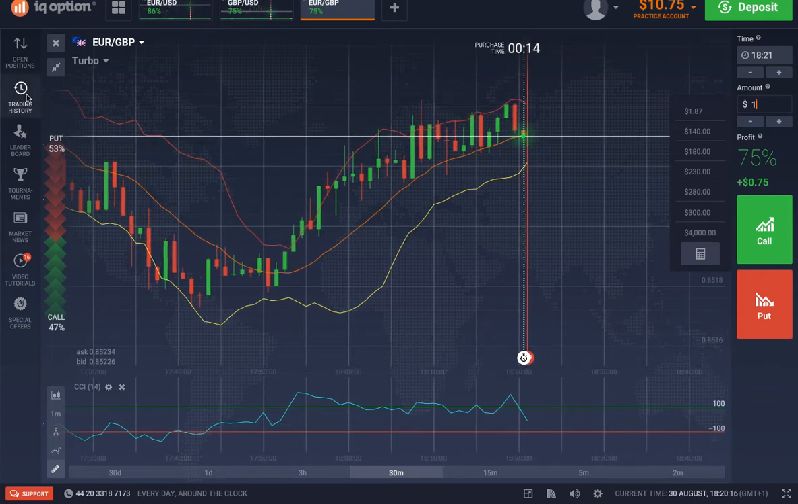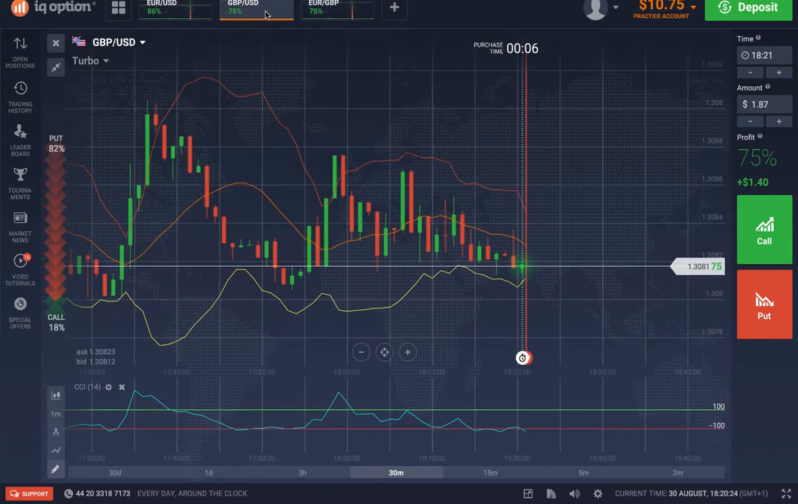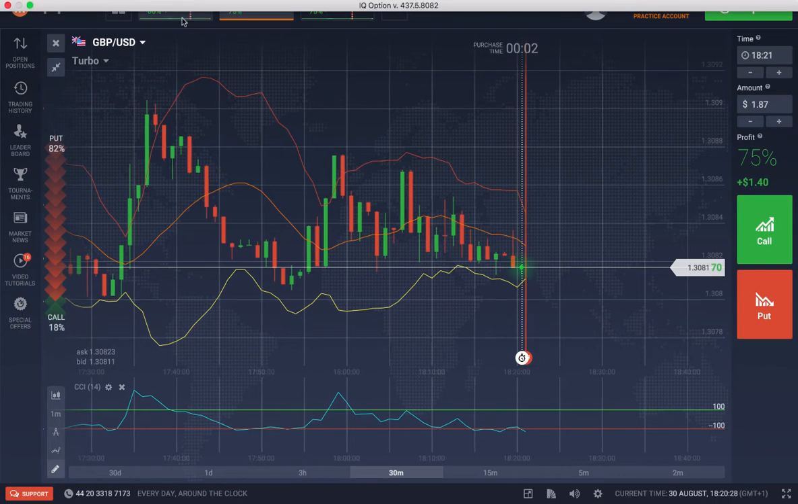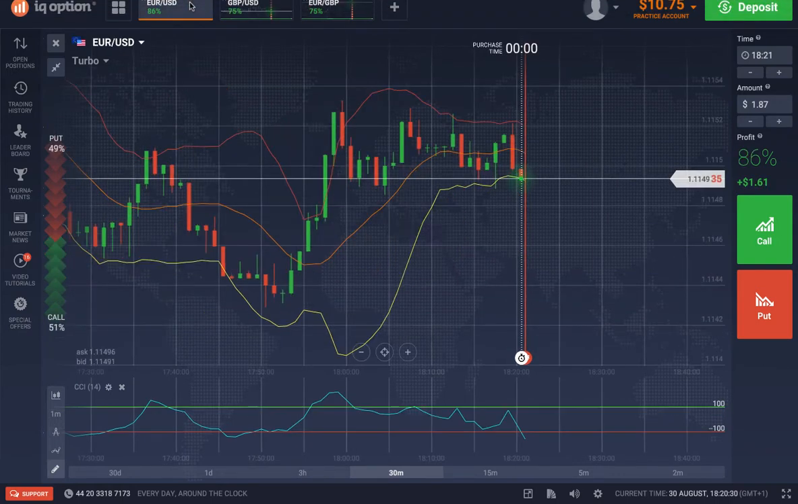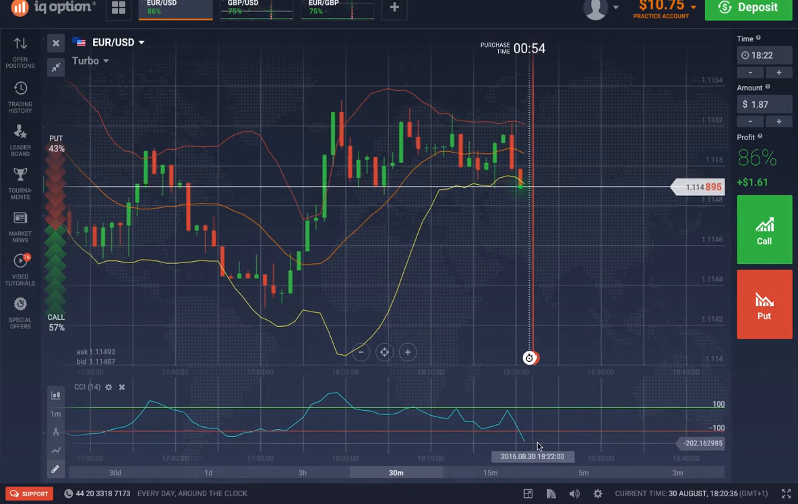I placed two trades there. I lost one and I won one, and I think the first one was just because I placed it a bit too early. I guess that's how you can tell I'm not a professional, but it's all about patience when you're trading. Still learning. So here we have another case where the CCI is going extremely oversold.